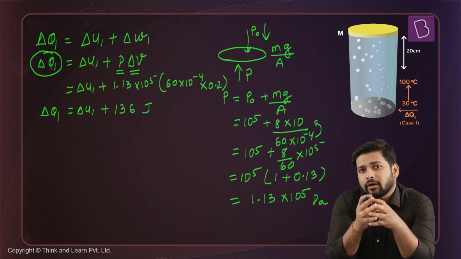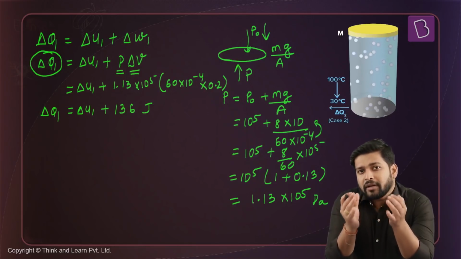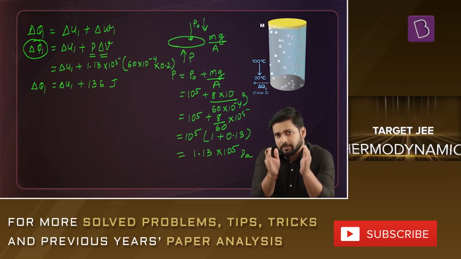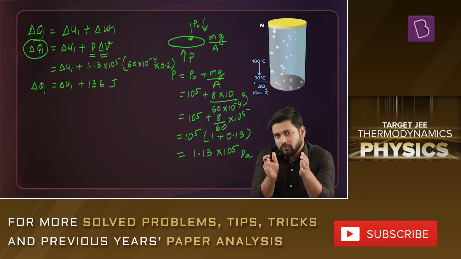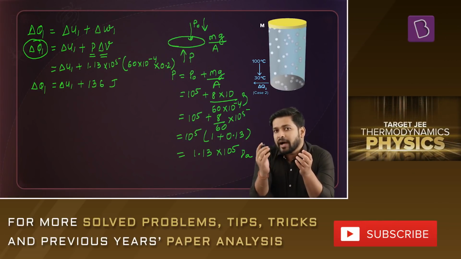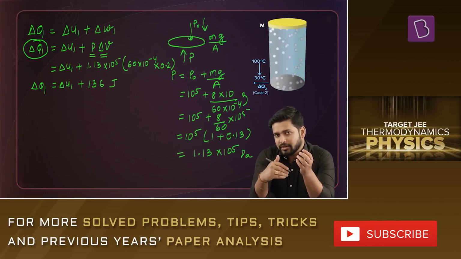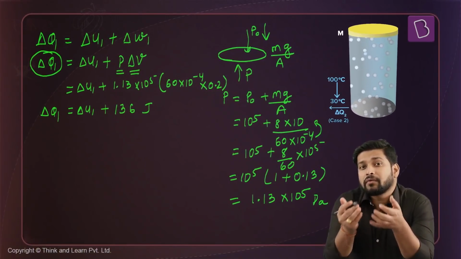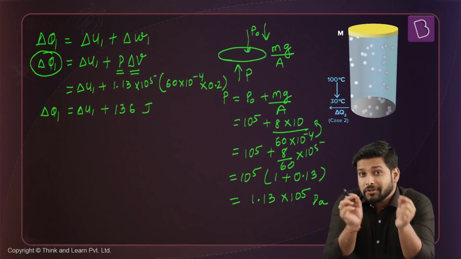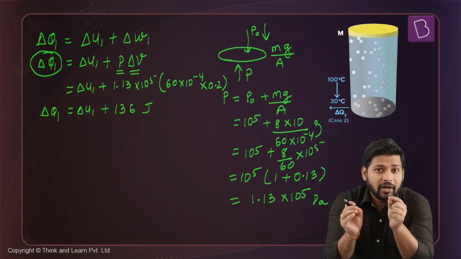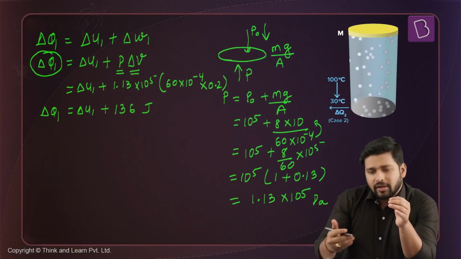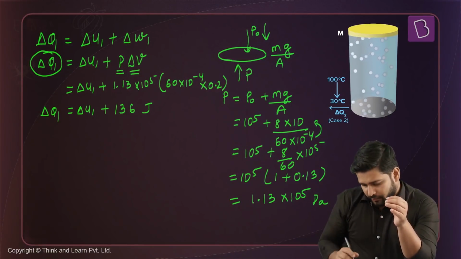Now we go about calculating the second part. When you fix the piston and don't allow it to move, and then you cool the gas back from 100 degrees Celsius to 30 degrees Celsius, how much heat will be given off from the gas? So this is what we have to calculate now. The first part of the question is done. Now let us see how we do the second part of it.